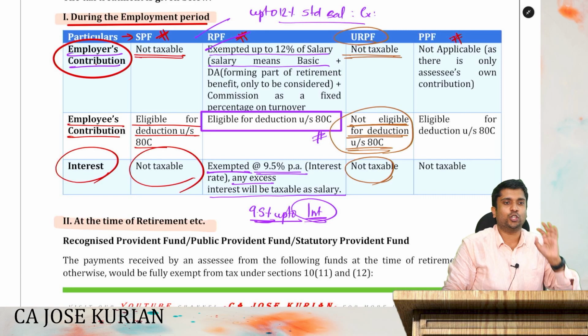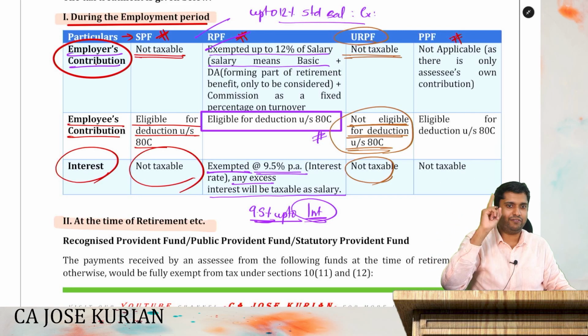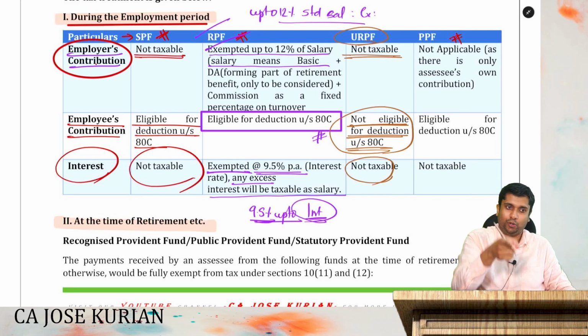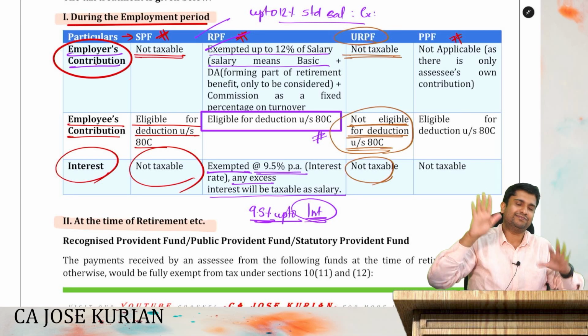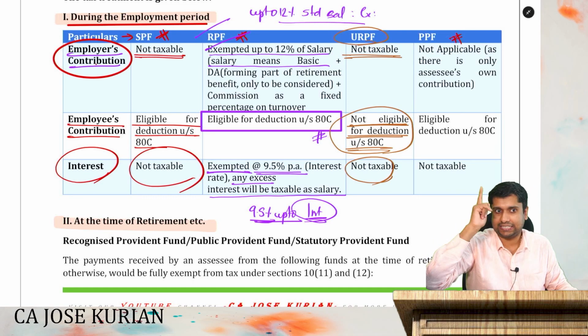Now interest is also not taxable. It is also tax deferment. At the time of withdrawal, we know how to tax you. So at the time of deposit, go away. No problem. All right. We are deferring the taxability.